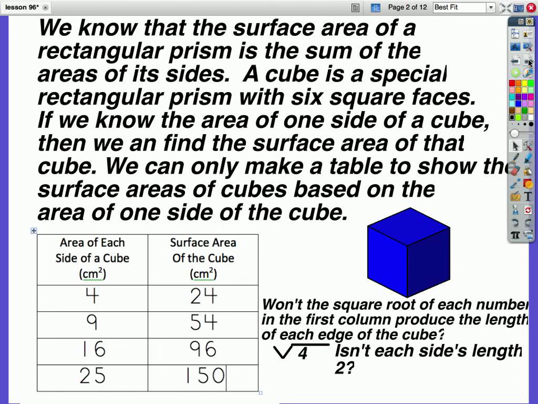Now, won't the square root of each number in the first column produce the length of each edge of the cube? And the square root of 4, isn't each side's length 2? It should be, because remember, in a cube all sides are the same. In the area of one face, we take side times side, and that number has to be the same. Okay? So something to think about there.